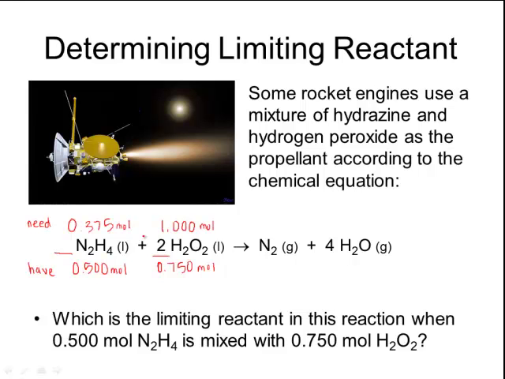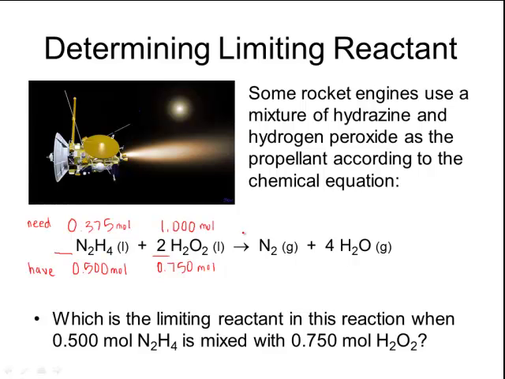Now all I need to do is compare how much I have to how much I need. I have 0.5 moles of hydrazine, and I need 0.375. So I have more than I need, and I will probably have some hydrazine left over. On the other hand, I have 0.75 moles of hydrogen peroxide, but I need 1 mole of hydrogen peroxide, which means I don't have enough hydrogen peroxide in order for the reaction to occur.